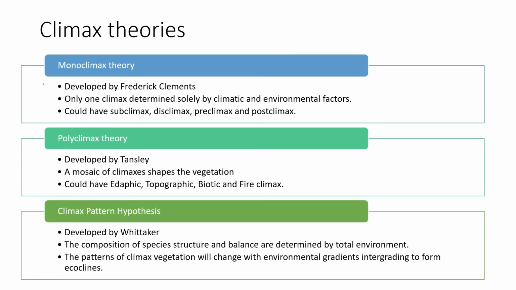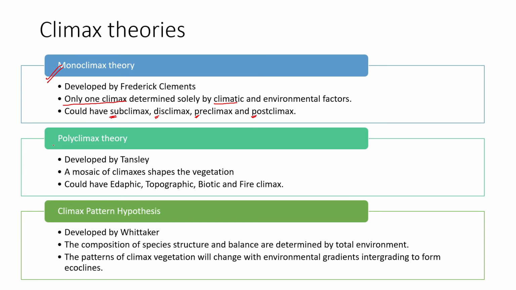Now climax also has multiple theories. In the sense, many scientists proposed different ideas about climax. One was the monoclimax theory, which was developed by Frederick Clements. He said that there could be only one climax, which is solely determined by climatic and environmental factors. Climax might have a subclimax that is just about the middle region, or disclimax, that is a disproportionate climax, not properly climax but sort of appears like a climax, disturbances basically. And there could be a pre-climax just before the climax, and a post-climax just after the climax.